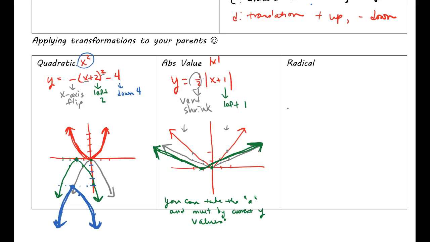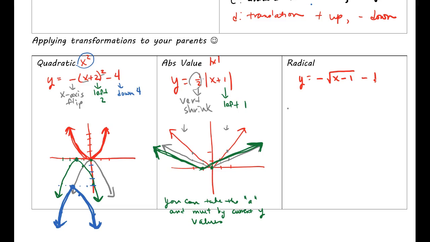All right, cool. And the last one, I know this is a long video. Gosh, I'm sorry. But there's a lot of information here. Okay, the last one is a radical. So a radical would be like, maybe I give you y is equal to negative square root of x minus 1, minus 1. Okay, something like that.